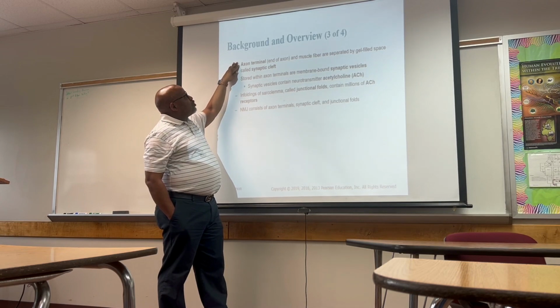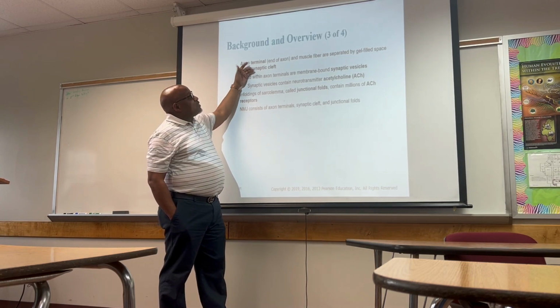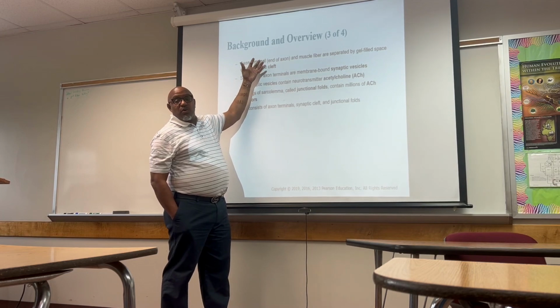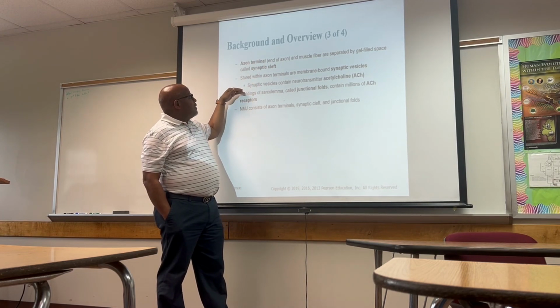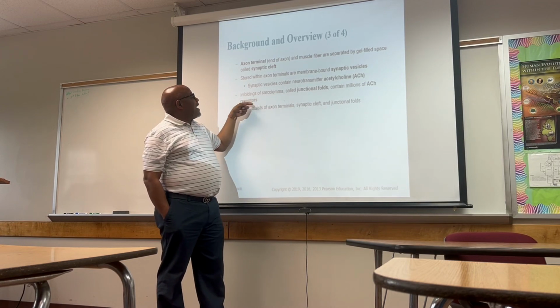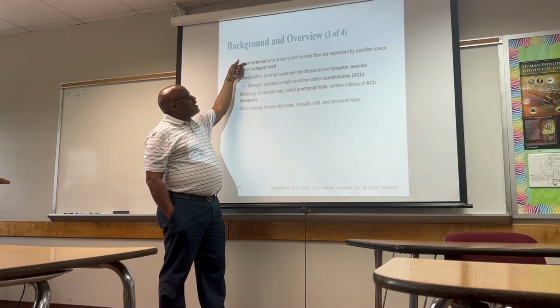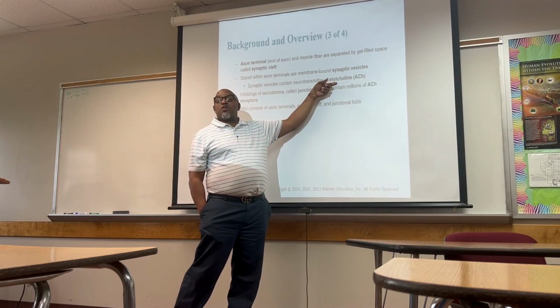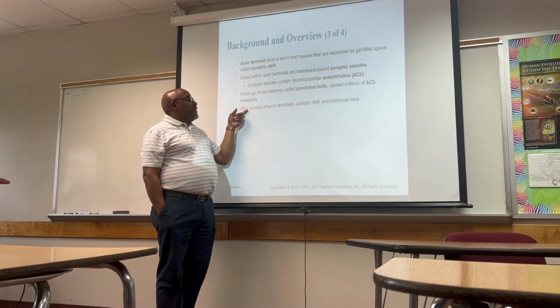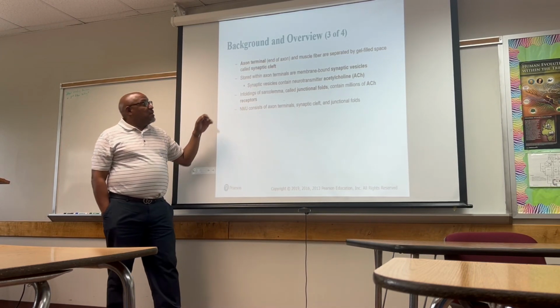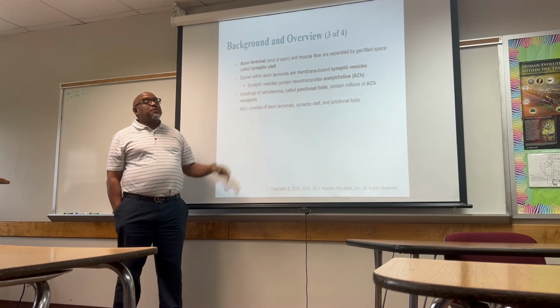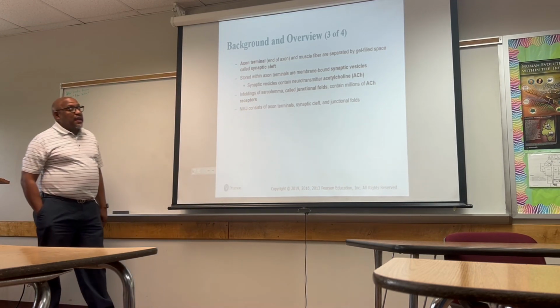The axon terminal, all right, is also called a terminal bouton. The junctional folds have ACh, acetylcholine receptors. All right? The axon terminal releases a neurotransmitter called acetylcholine. And the NMJ, neuromuscular junction, is made of axon terminals, synaptic cleft, and junctional folds.